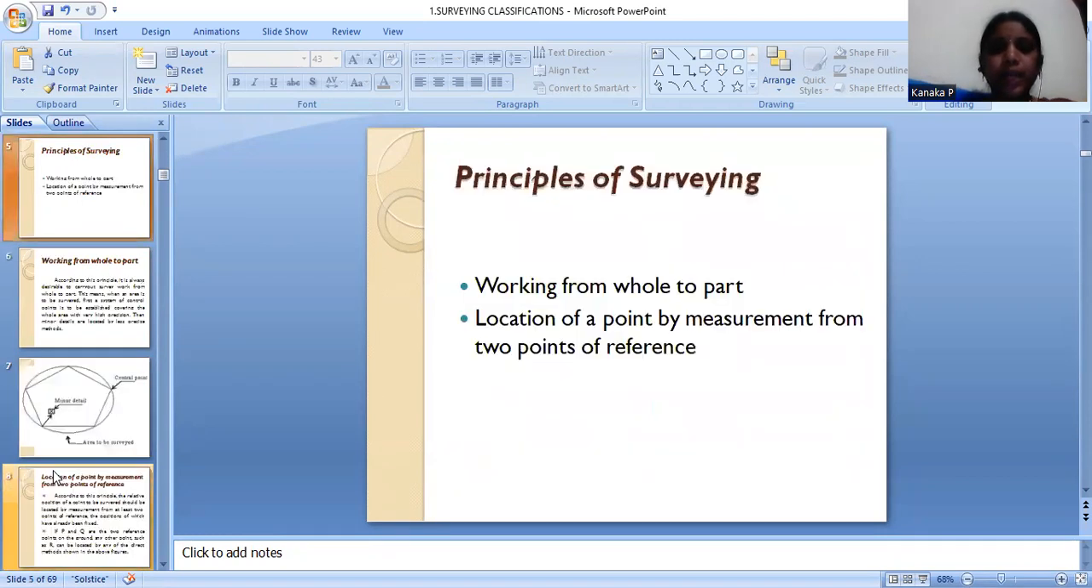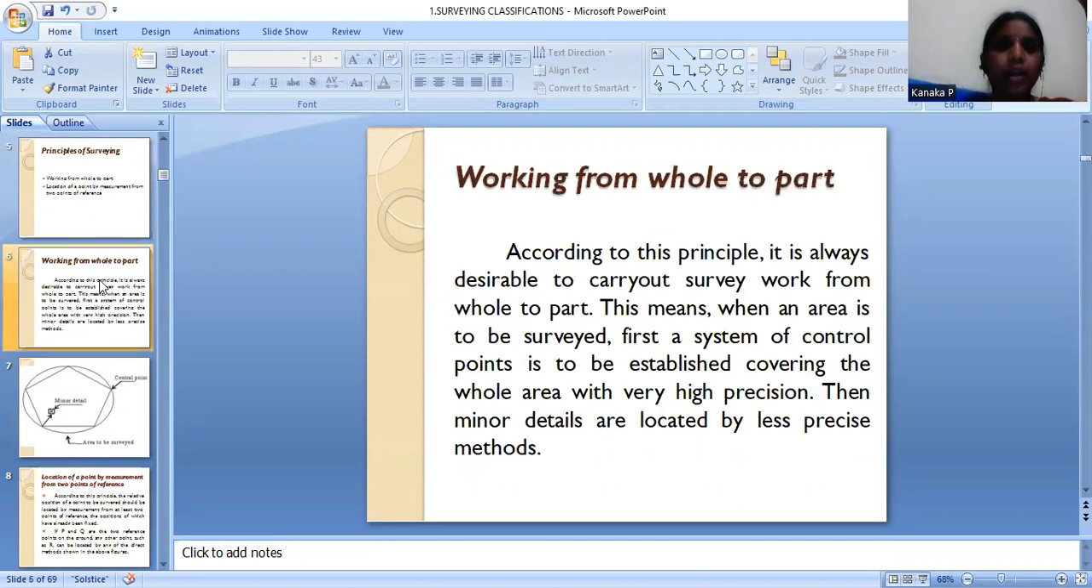Next, classification and principles of surveying. Next topic, the principles of surveying. The main thing is working from the whole to the part. The second one is location of a point by measurements from two points of reference. Working from the whole to the part means that the area to be surveyed is considered as a whole.